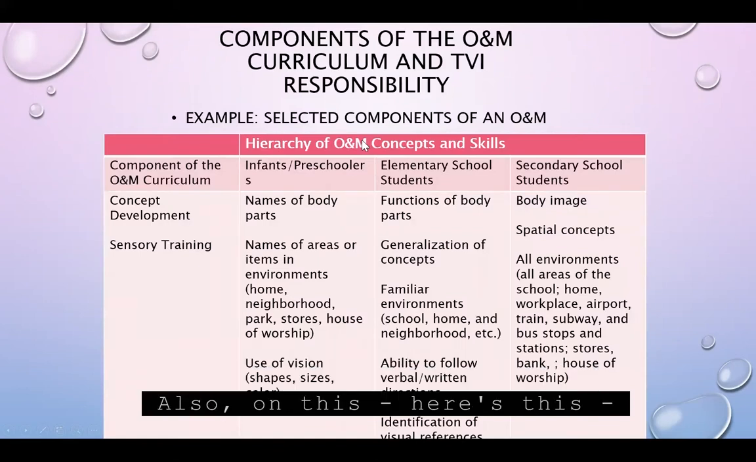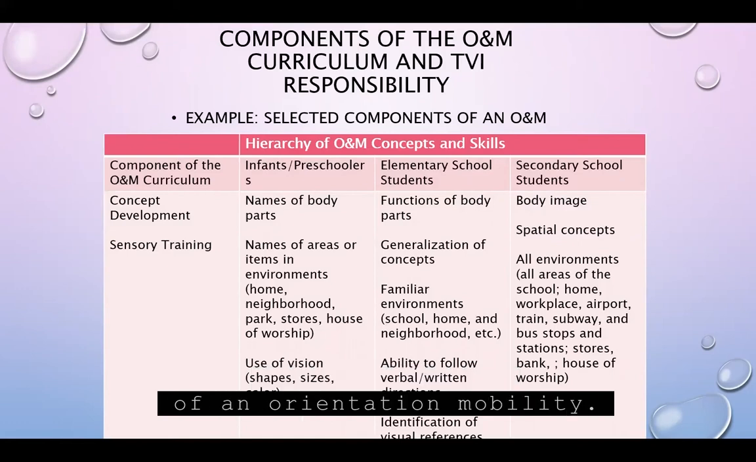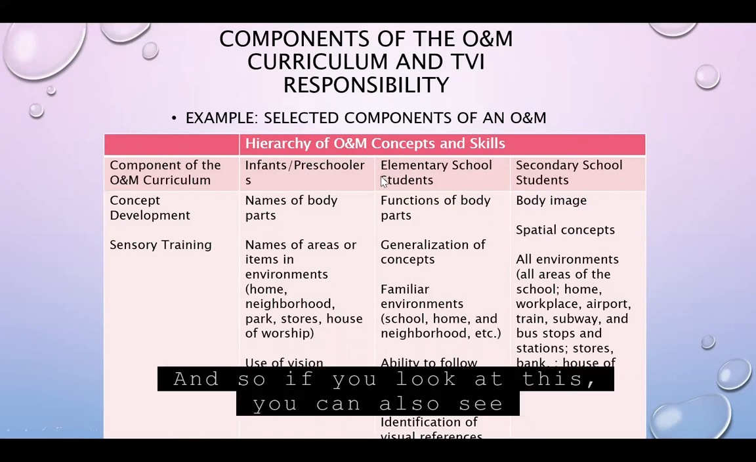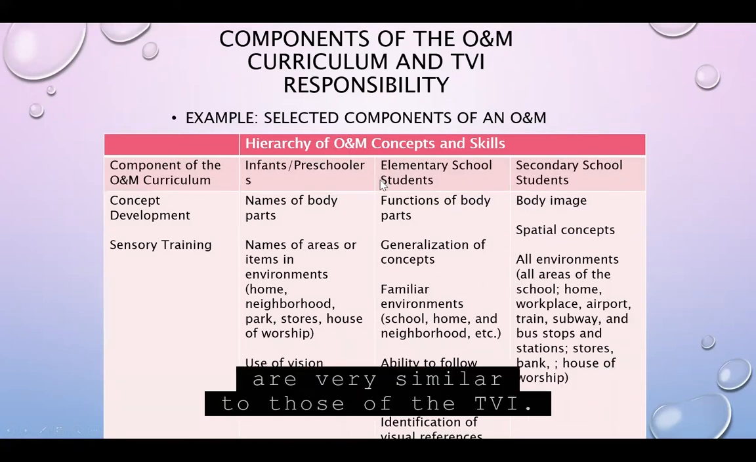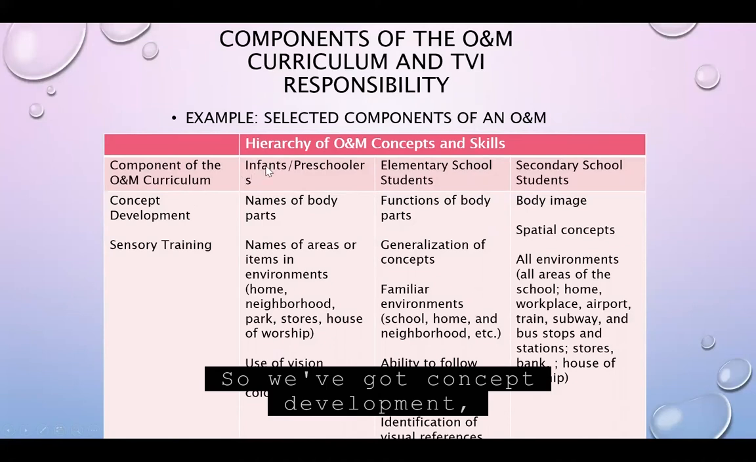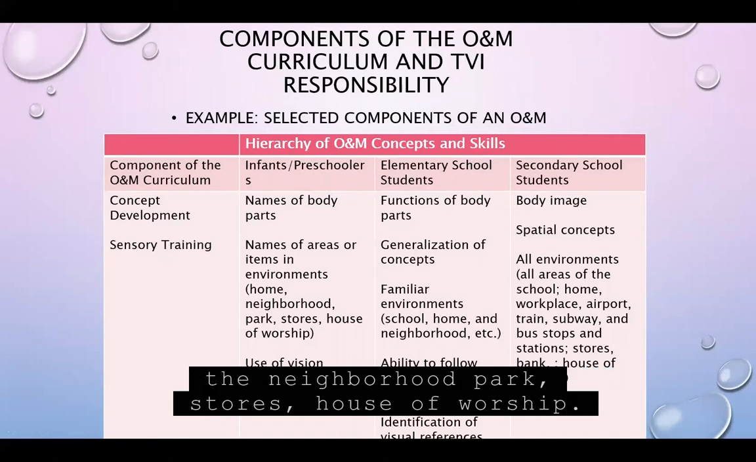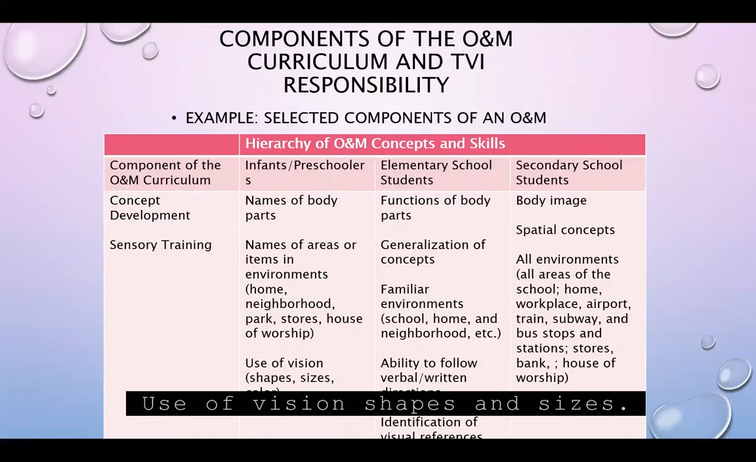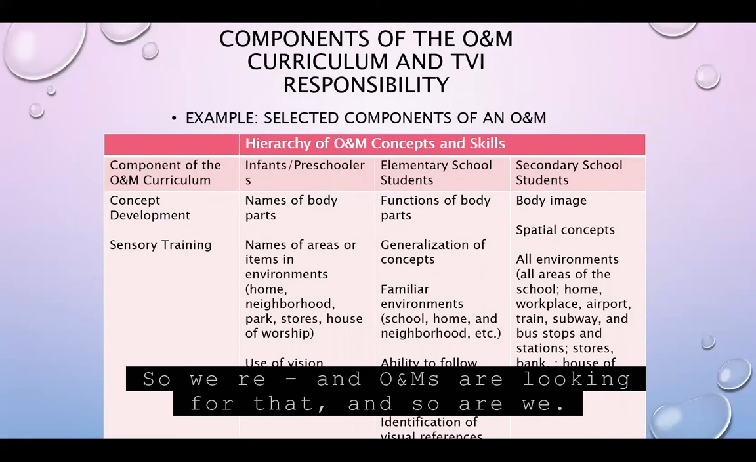Also on this, here's just an example of selected components of an orientation and mobility. If you look at this, you can also see how some of the components are very similar to those of the TVI. So you've got the hierarchy of O&M concepts and skills. We've got concept development, which for infants and preschoolers, we're looking at names of body parts, names of areas or items in the environment, the home, the neighborhood, park, stores, house of worship, use of vision, shapes, and sizes, and color. O&Ms are looking for that, and so are we.